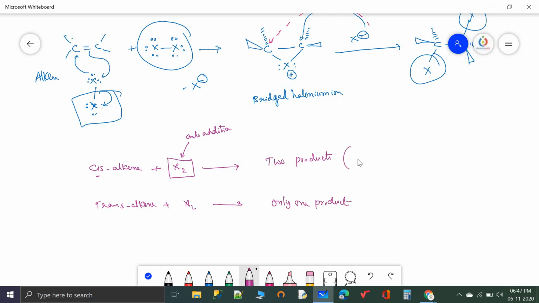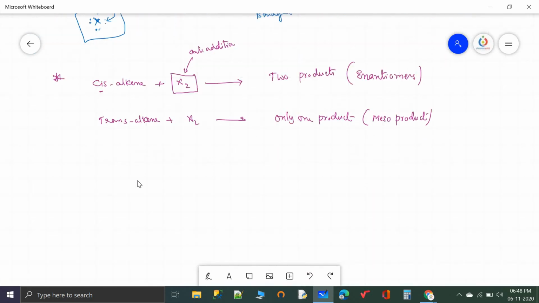The interesting thing is these two products are mirror images of each other. So in most cases these are enantiomers. Only in a few cases do they form diastereomers. But the only one product you are going to get here is a meso product. So this is one of the important things. And one more thing I will give you. You just remember that also.